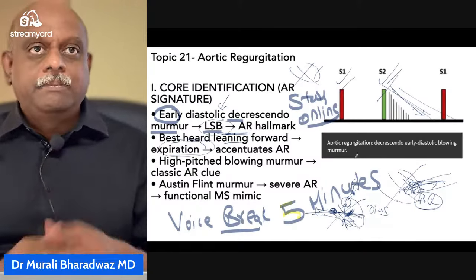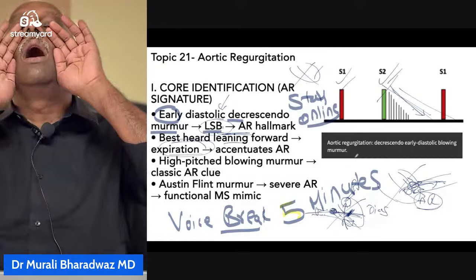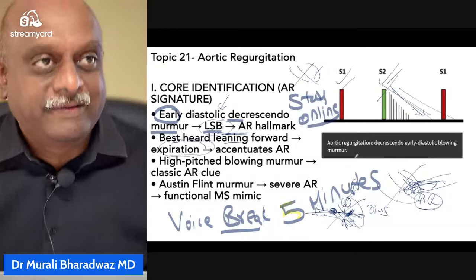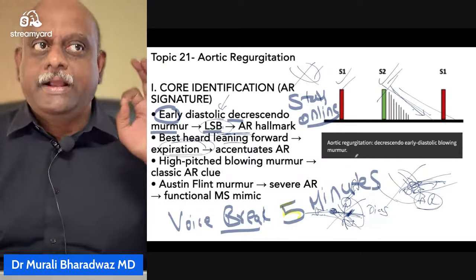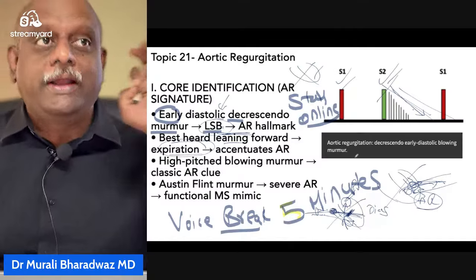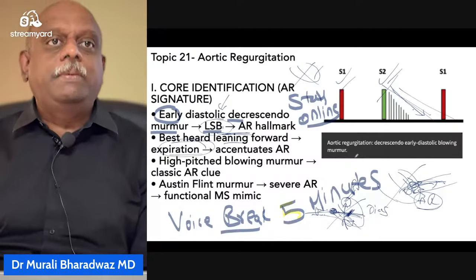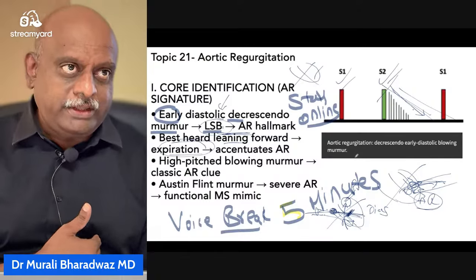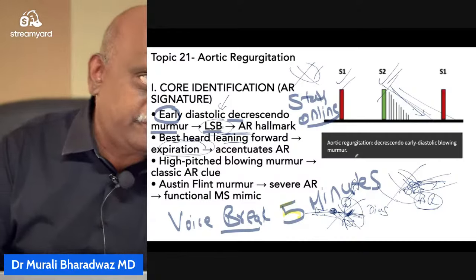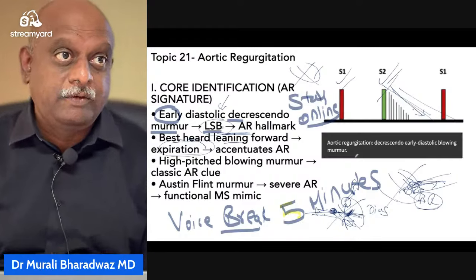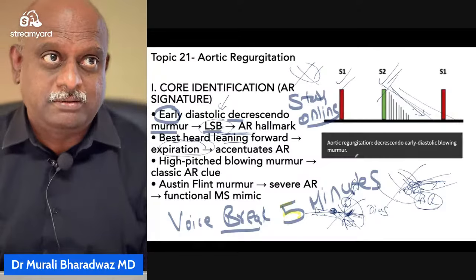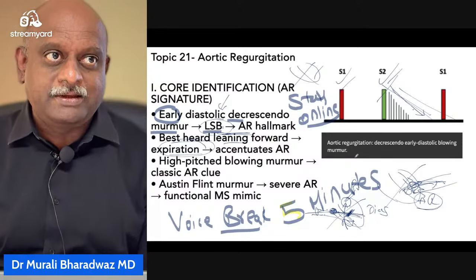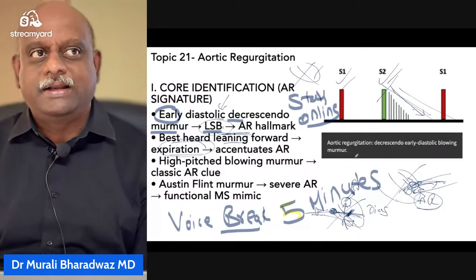So, lub, dub is the typical early diastolic murmur of aortic regurgitation, which is typically heard at the left sternal border in the fourth intercostal space on the left, which is the neo-aortic area, with the patient sitting, leaning forward and holding his breath, which will help you to listen.